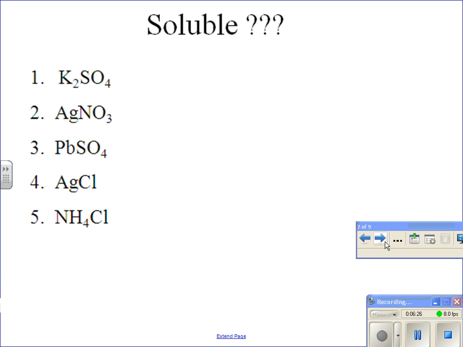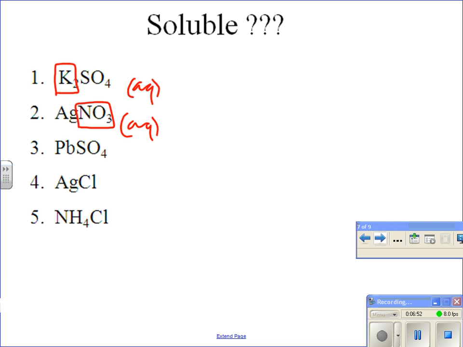First one is soluble, which means it's going to be aqueous in solution. That's how we write it. Why? Because anytime you have K, it's a group 1. It's rule number 1. Always soluble. So K2SO4 would be aqueous. The ions would be broken apart. Number 2 is aqueous in solution. Why? Anything that contains NO3 is always soluble.